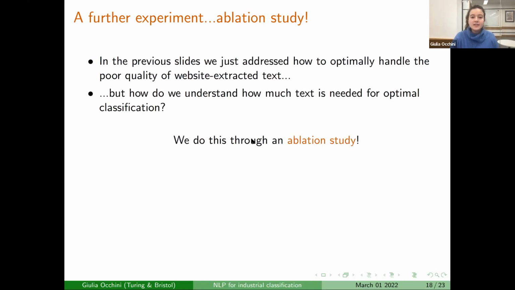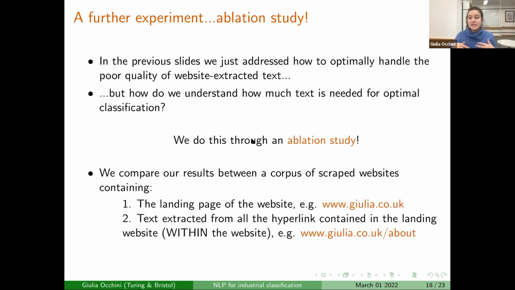An ablation study consists in comparing the results between two different corpora of scraped websites. In the first case, the corpus is comprised by all the landing web pages of the websites that we scraped. And in the second case, the corpus is comprised by all the text extracted from all the hyperlinks contained in the landing page within the website.